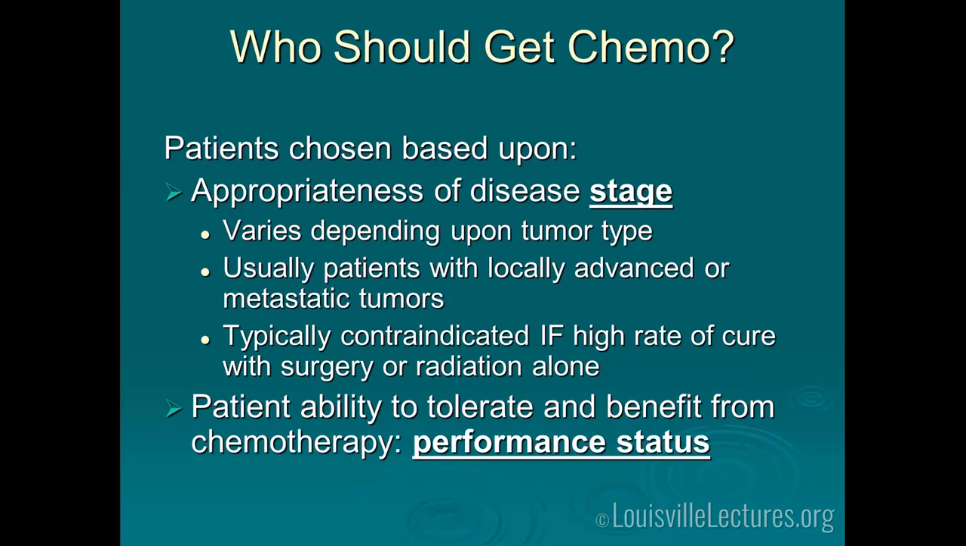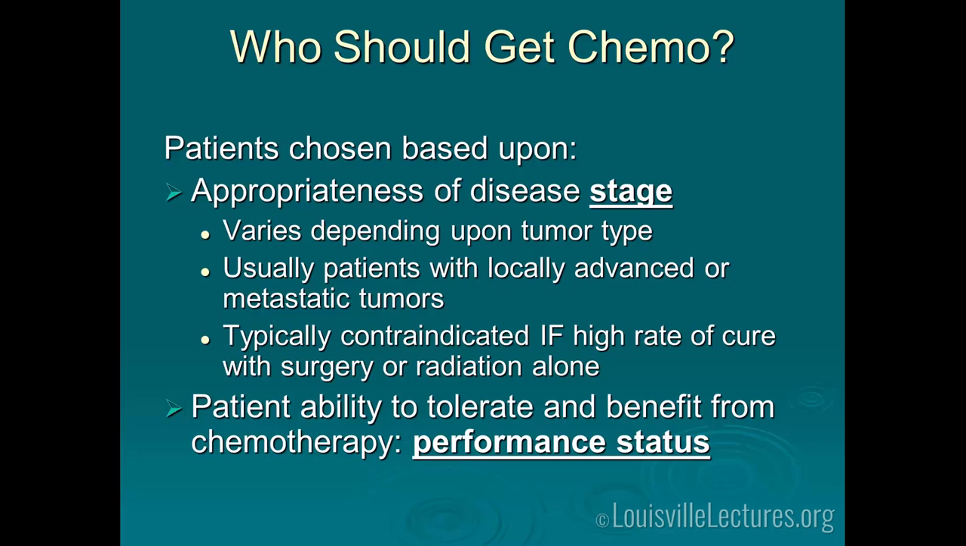And how do we choose which patients should get it? So we look at the disease stage. So if the patient has a disease stage that is appropriate for chemotherapy treatment, where there's clinical data that says it's effective, we look at them as a candidate. For example, a patient with very early stage head and neck cancer that might be cured with radiation alone, I probably would not suggest adjuvant chemotherapy.